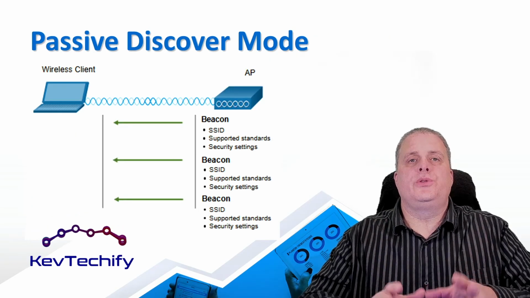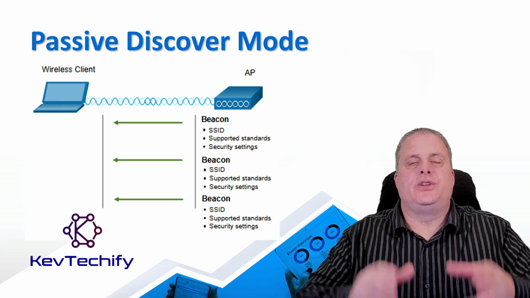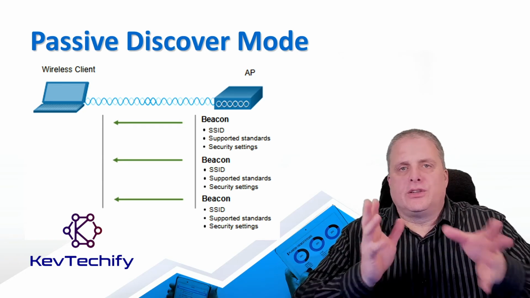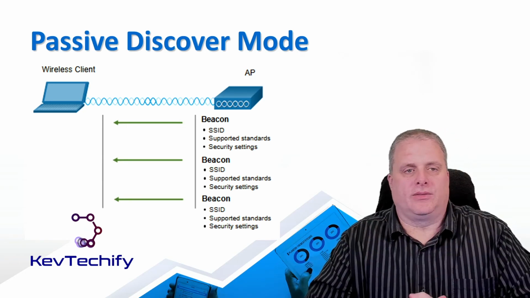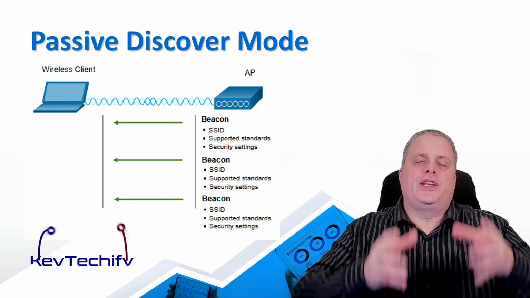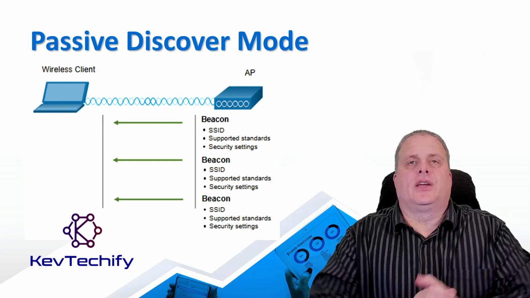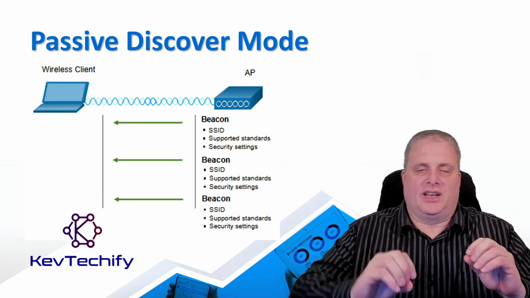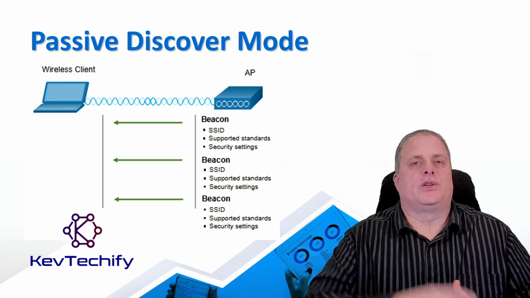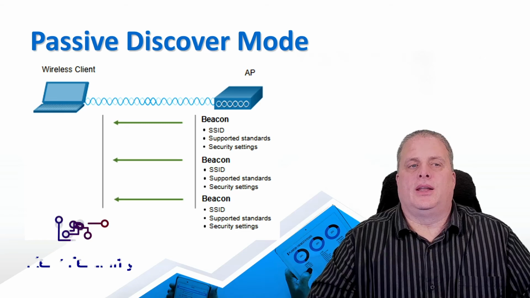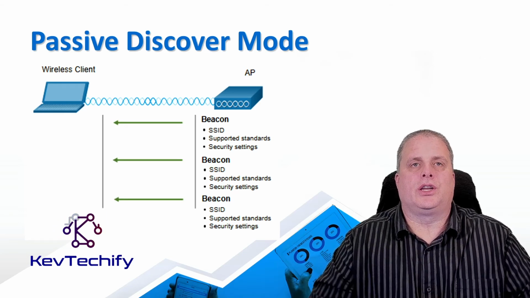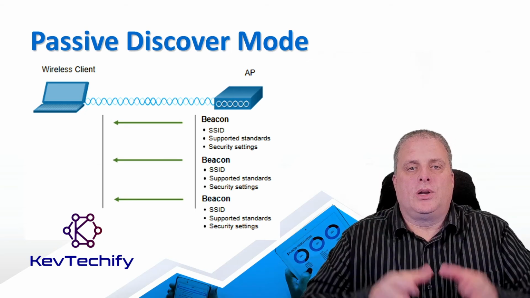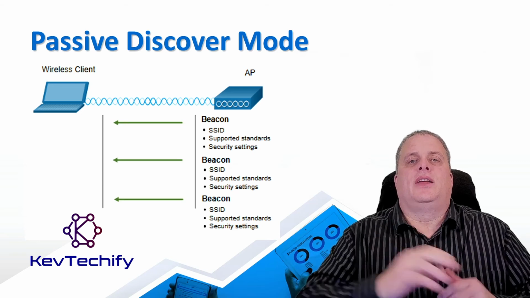Clients use one of two scanning modes to find that access point. They scan the frequencies, and there are two modes. One is passive, one is active. In the passive mode, that wireless client just sits there and listens for the beacon to come out. That beacon says what the SSID is, the name of the network, the supported standards, and the security settings. The access point sends out that beacon every so often, and the wireless client that's looking to connect to a network knows to sit there and listen for those beacons. With the passive mode, that access point has to send out that information.